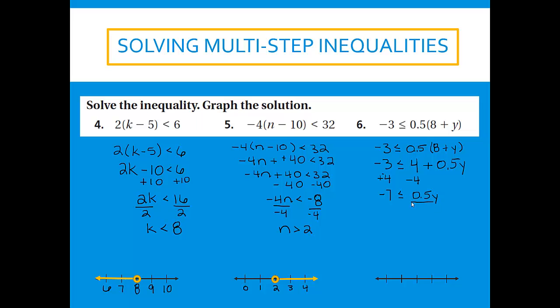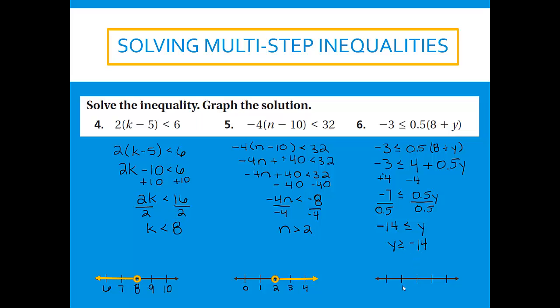Next, we're going to go ahead and divide both sides by 5/10. And -7 divided by 5/10 is going to be -14. So we have -14 is less than or equal to y. And we want to rewrite this so we have our variable first. So we have y is greater than or equal to -14. Remember when we reverse the inequality, so we put our variable first and then our number second, we need to switch the sign. So -14 is less than or equal to y is the same thing as y is greater than or equal to -14.